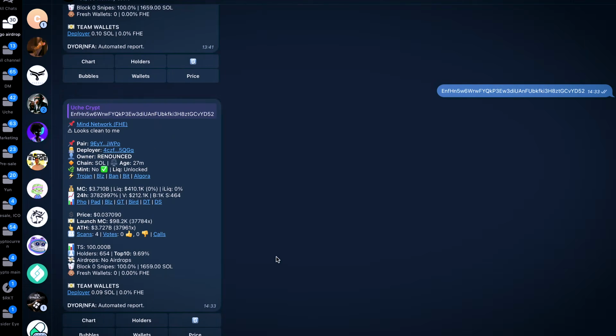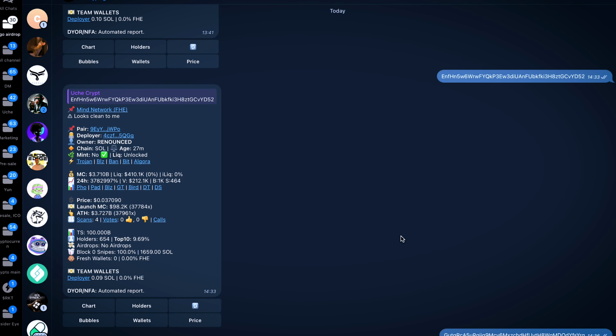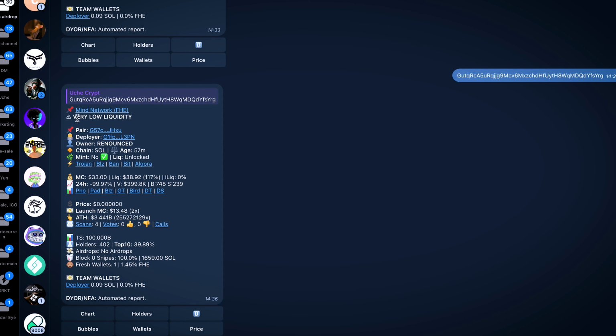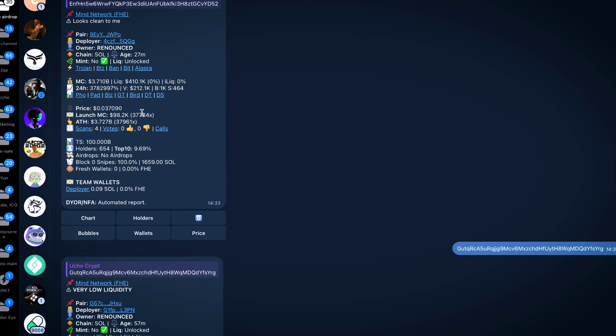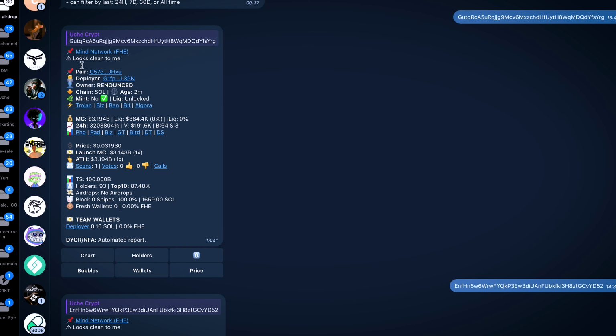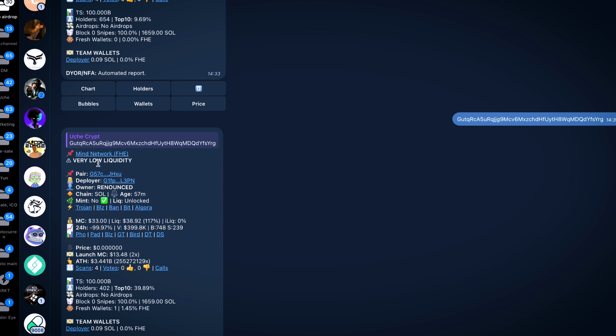If we go to TTF bot and paste this contract address, let's see if it's the same thing just like this one. You can see it says very low liquidity, but I've already scanned this initially. It showed me looks clean, right? But you can see right now it's showing low liquidity. And what happened? They also sniped 100% of it with 1659 Solana.